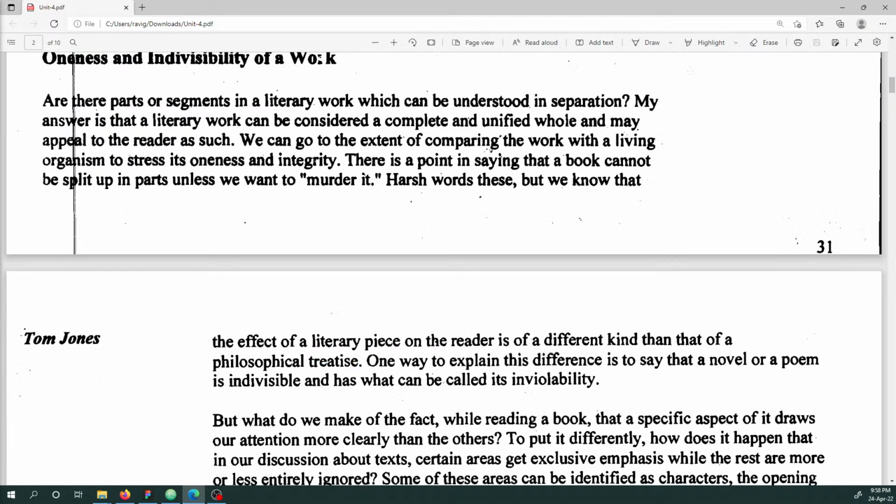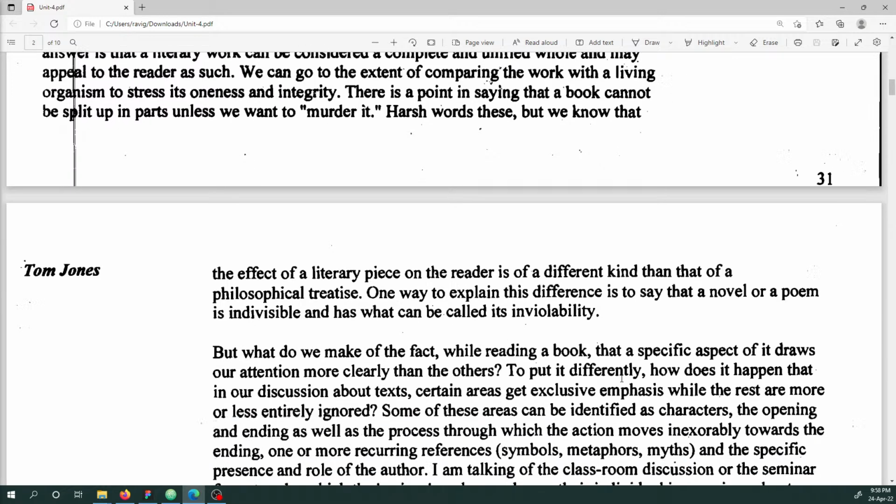Philosophical treatise. One way to explain this difference is to say that a novel or poem is indivisible and has what can be called its inviolability. But what do we make of the fact while reading a book that a specific aspect of it draws our attention more clearly than the others? To put it differently, how does it happen that in our discussion about texts, certain areas get exclusive emphasis while the rest are more or less entirely ignored?